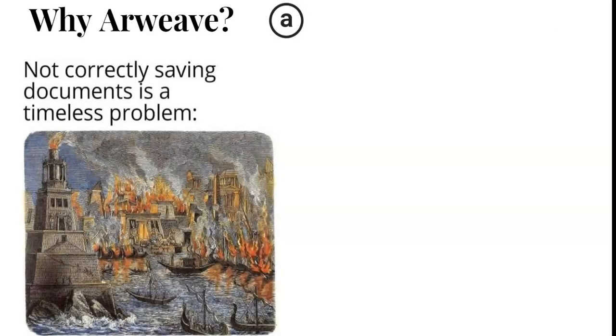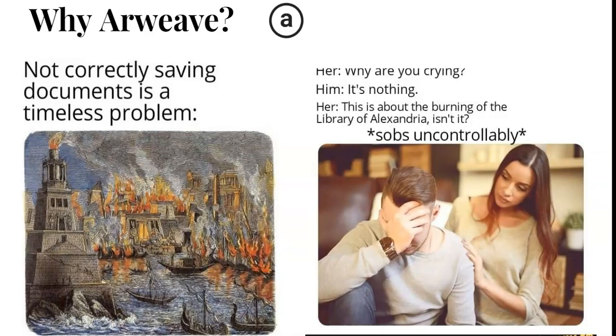So this is where Arweave comes in. You may be asking why Arweave. Arweave comes for permanence, and we talk about the likes of the story of the Library of Alexandria. Not correctly saving documents is a timeless problem. The works that have been destroyed, we talk about how good the Library of Alexandria was, and everything was just burned to rubble. We see that on our internet today. Parts of it are getting deleted, and it becomes a very big problem.